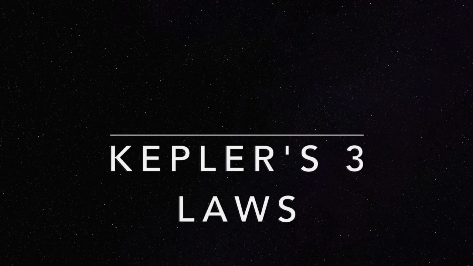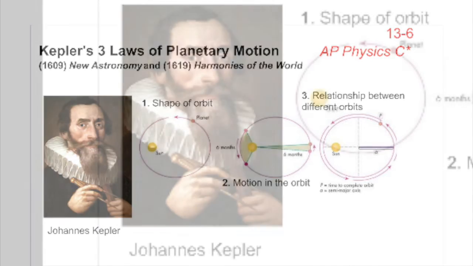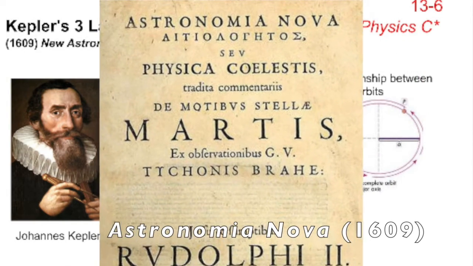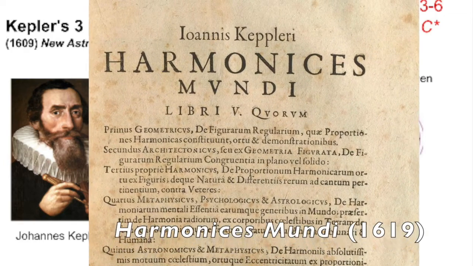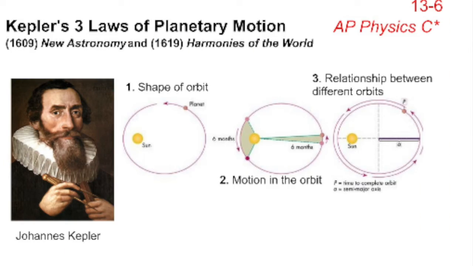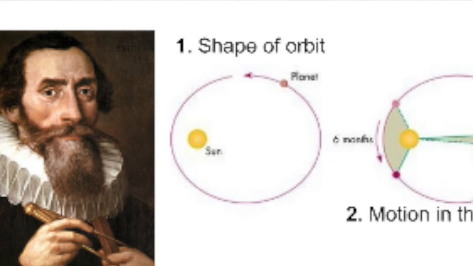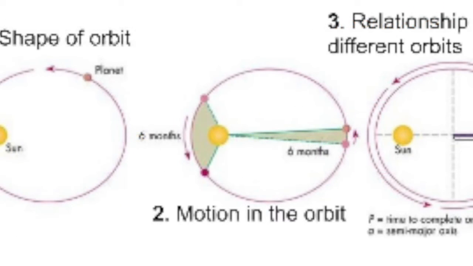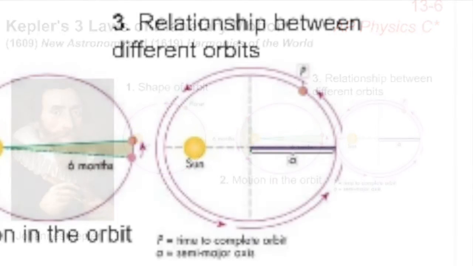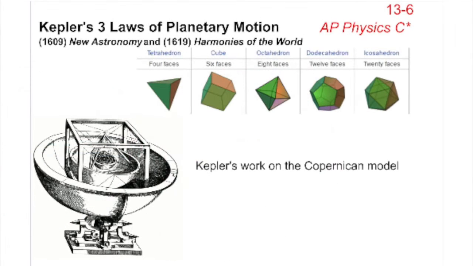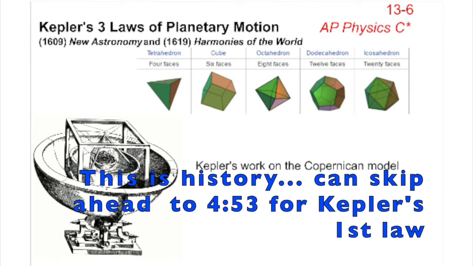Turning now to the work of 17th century German astronomer Johannes Kepler. He published two influential works, New Astronomy in 1609 and Harmonies of the World in 1619. Kepler's three laws were, respectively, one, about the shape of the orbit of planets around the sun, two, about the motion of a planet as it goes around the sun, and three, the relationship between the different planets and their different respective orbits.